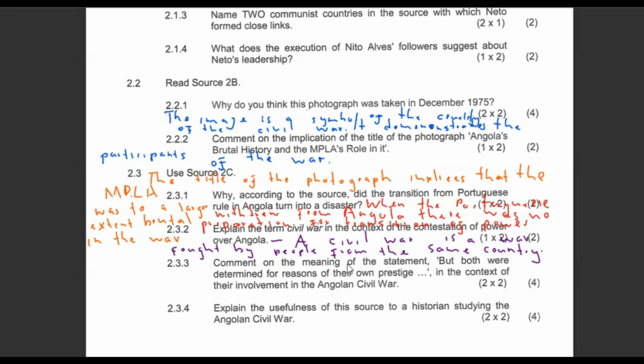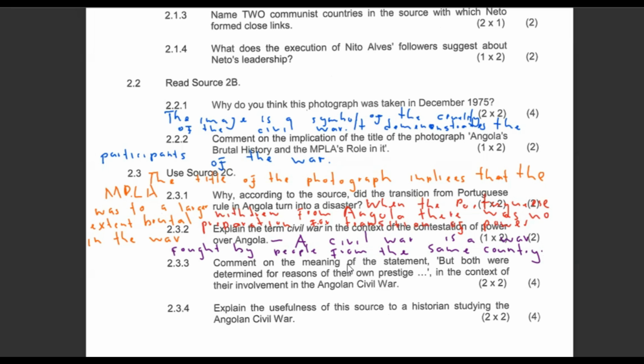Then going on to 2.3.3, comment on the meaning of the statement, but both were determined for reasons of their own prestige, in the context of the involvement in the Angolan Civil War. The two who are being referred to here are the two superpowers, namely the USA and the USSR. Their involvement in Angola was for their own selfish reasons. So why were they involved? We're going to comment on the meaning of that particular statement.